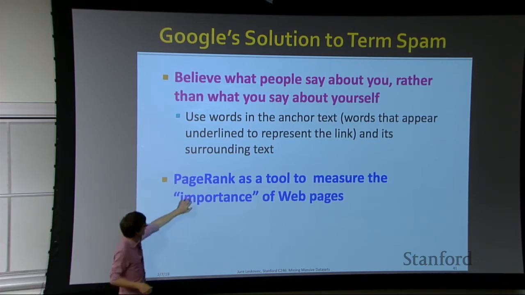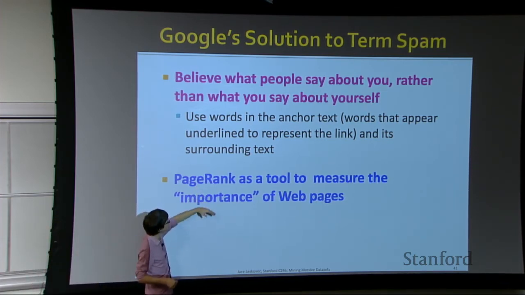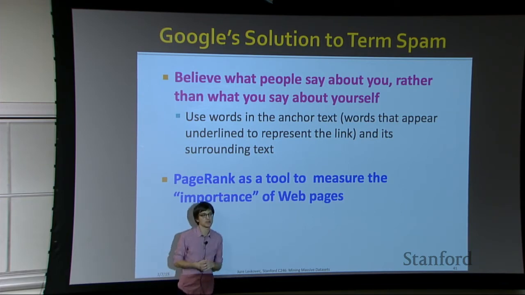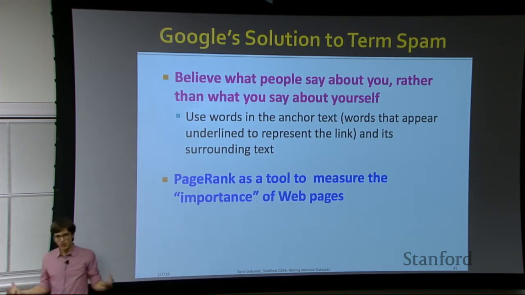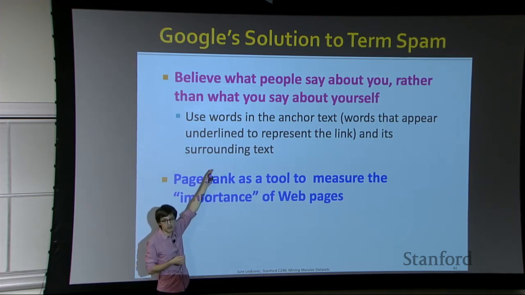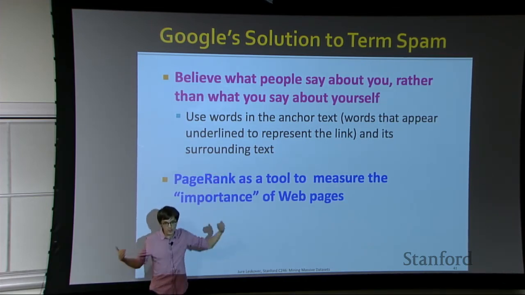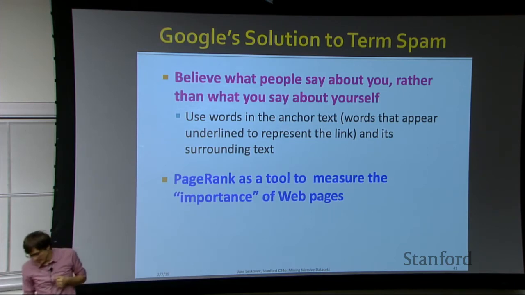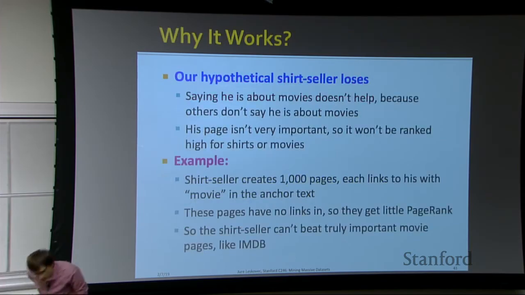Right? And then they were using PageRank as a tool to measure the importance of the web page on the web. So the idea was, if you are a trusted web page, your PageRank will be high, and people around the web who link at you will use the proper keywords to refer to you. And I have an example of this. Maybe I first tell you why this works, and then I'll show you an example.